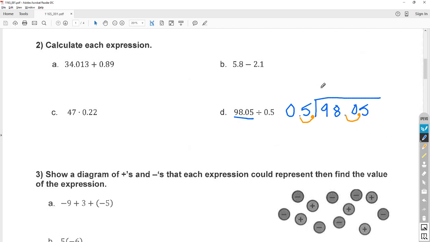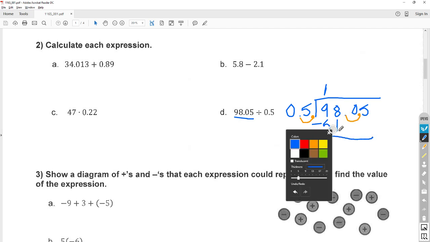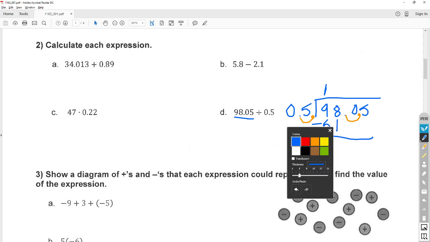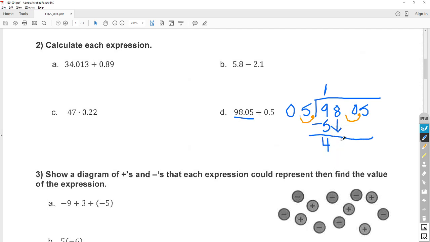So now we're ready to divide. So 5 goes into 9 1 time. On the bottom, I'm going to subtract and see what I have left. All right, minus 5 here. That gives me 4. And then I'm going to keep going. So the next number I have is 8. So now I have 48. 5 goes into 48 9 times. That will give me 45. Okay, and then subtracting gives me a remainder of 3.